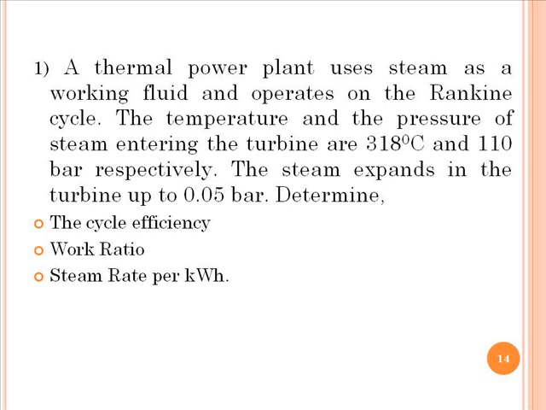So we can go with the first data which is available: a thermal power plant uses steam as a working fluid and operates on the Rankine cycle. The temperature and pressure of the steam entering the turbine is 318 degrees Celsius and 110 bar respectively. The steam expands in the turbine up to 0.05 bar. We have to find out cycle efficiency, work ratio and steam rate per kilowatt hour.